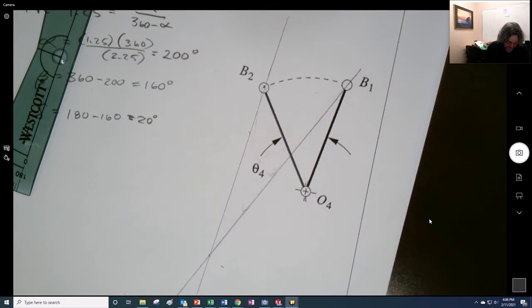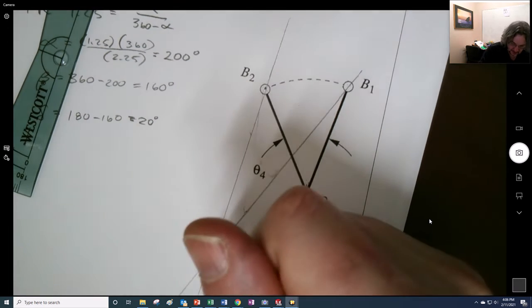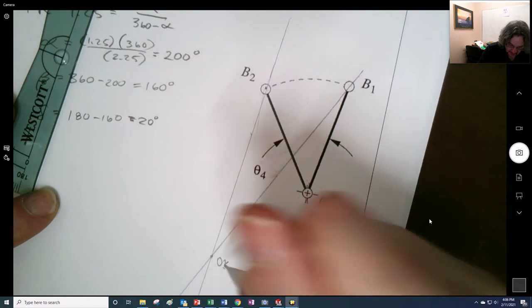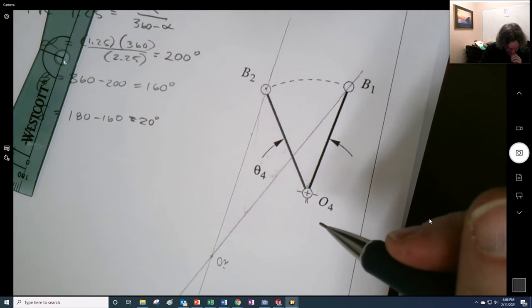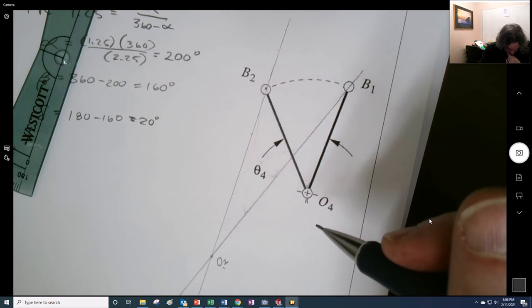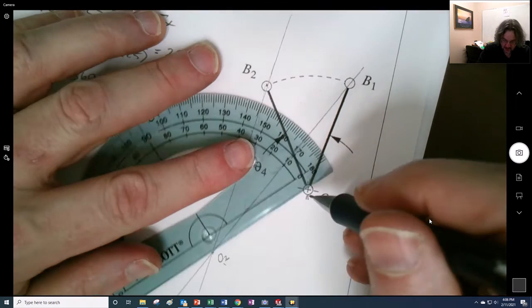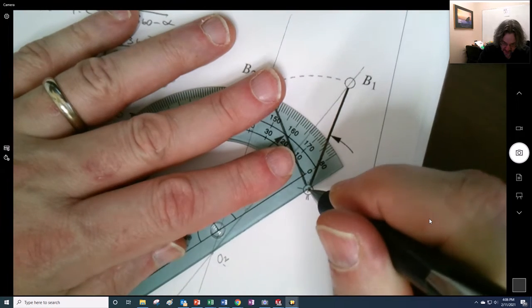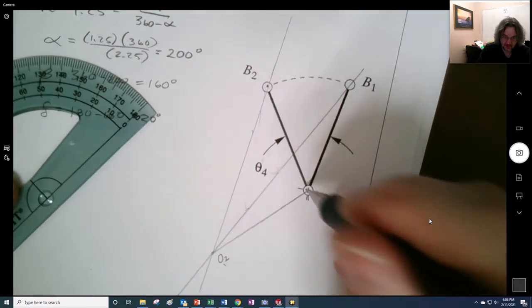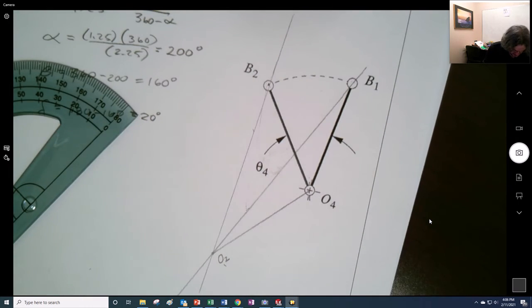And the next step that we were going to have from here is to label the intersection of the two construction lines as O2. So this is O2 right here. And then draw a construction line through B2. And then the line O2, O4 now defines the ground link. Okay, so this is now the ground link right here, according to the example that I just did.